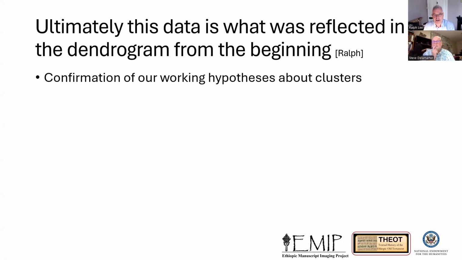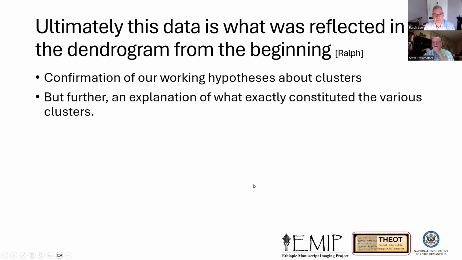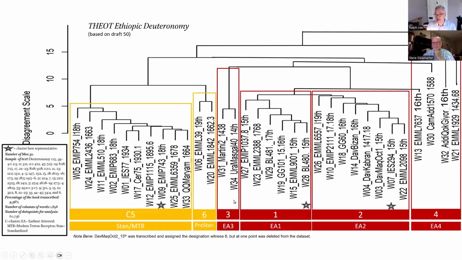So our first reflection is that the work that we've done confirms our working hypothesis about clusters. It gives us explanations as to why those clusters exist. And as such, it's going to reflect the dendrograms that we had seen from the beginning and couldn't comprehend, what all those differences were. But this now is bringing comprehension to that. And what we found is an explanation of what exactly constitutes the various clusters. In other words, why is EA1 different from EA2? Why is STAN1 different from STAN2? The things that we've looked at have given us a full explanation of that.